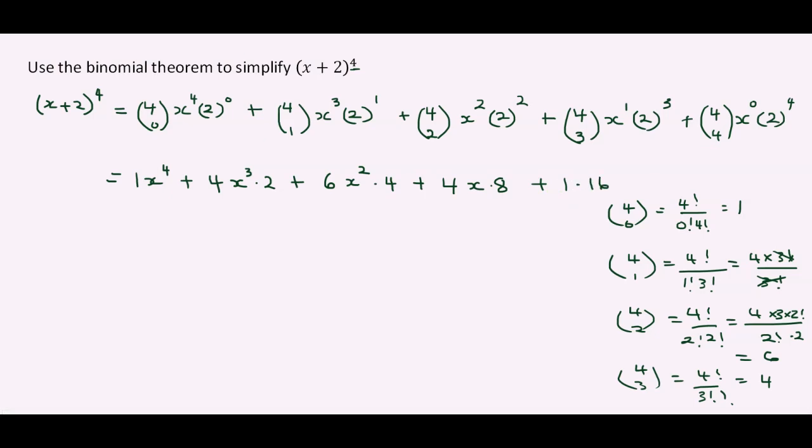Now I'm going to write the answer here. This is going to give us x to the 4th power, plus 4 times 2, which is 8x to the 3rd power, plus 6 multiplied by 4, which is 24x to the 2nd power, plus 4 multiplied by 8, which is going to be 32x, plus 16.